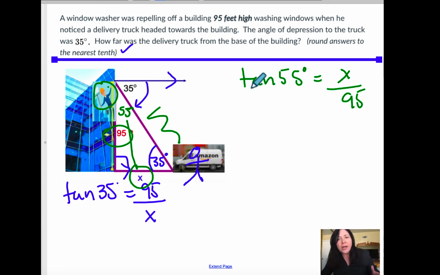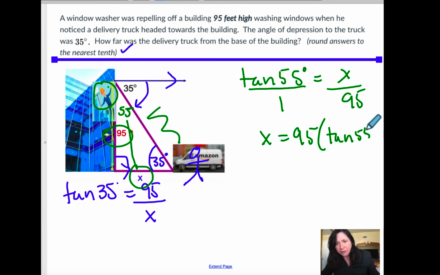And then all I would have to do is cross multiply. I get x equals 95 times tangent of 55. Now, that's going to give me an approximation because I'm multiplying. So I'm going to go tangent. I like to do the tangent first. Tangent of 55 equals, then I'm going to go times 95. It's 135.67. I'm rounding to the nearest tenth, so about 135.7. Looks like it's feet away.